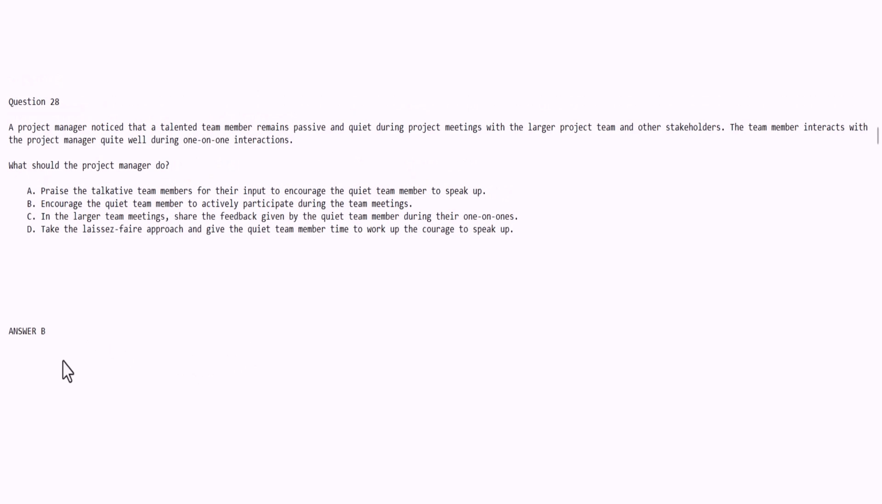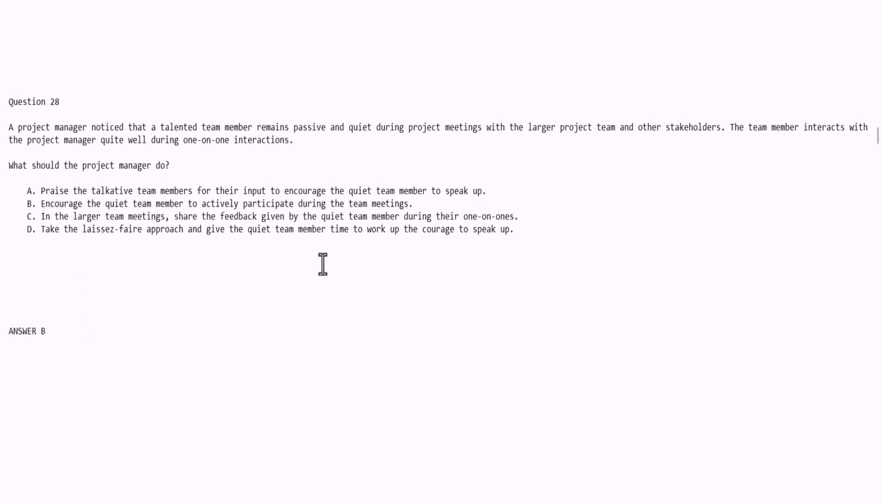Okay, so here we are back, and hopefully you got the answer correct. And when faced with a situation that you have a project team member who just happens to be quiet, especially in group settings, the PM should encourage that quiet team member to actively participate during the team meetings.